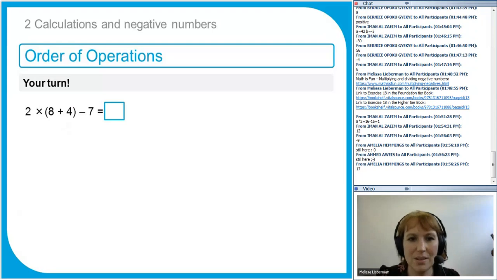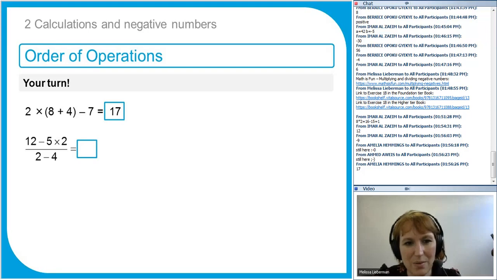Okay, so we've got 2 times 8 plus 4 minus 7. Wait, what do we do first? Brackets first. 8 plus 4 is 12. So 2 times 12, work that out first, 24. 24, take away 7, 17. Did you say 17? Perfect, here's another one.